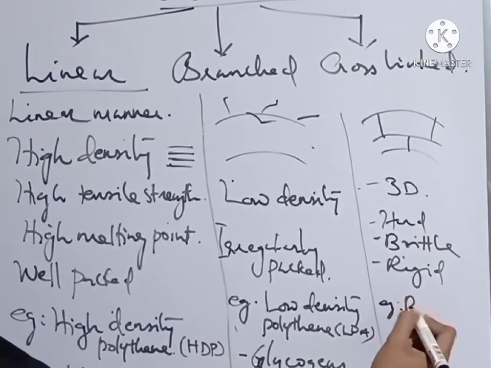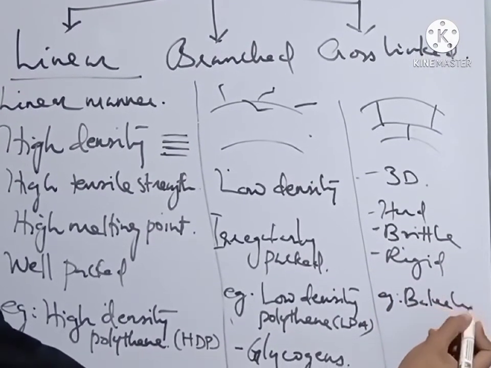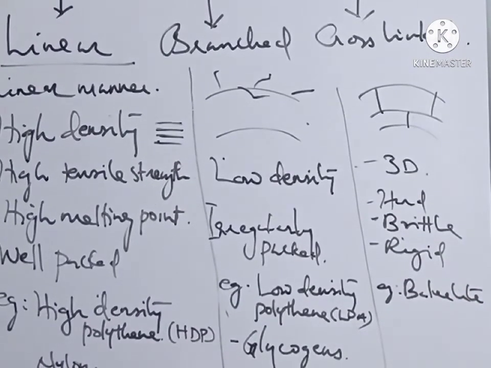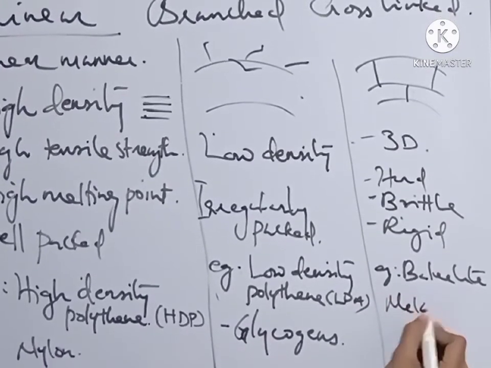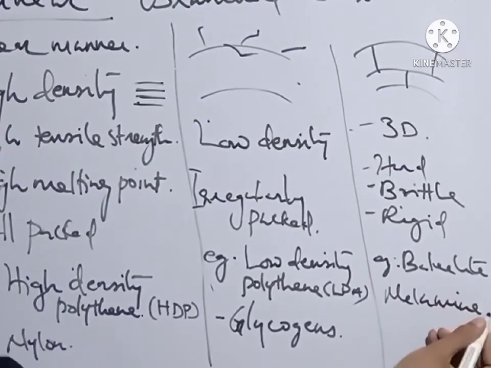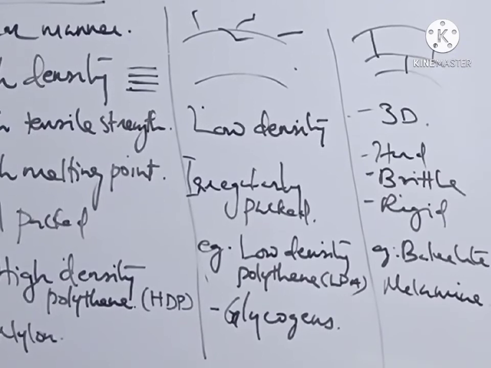An important example is bakelite. Melamine is also an example. Bakelite, melamine, etc. are examples of cross-linked polymers.